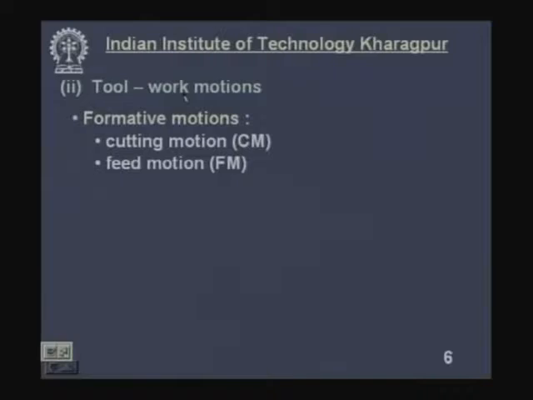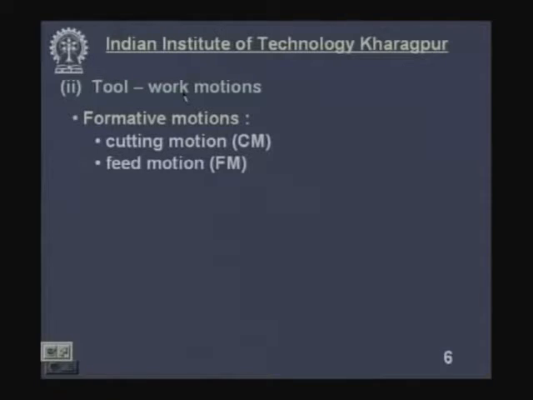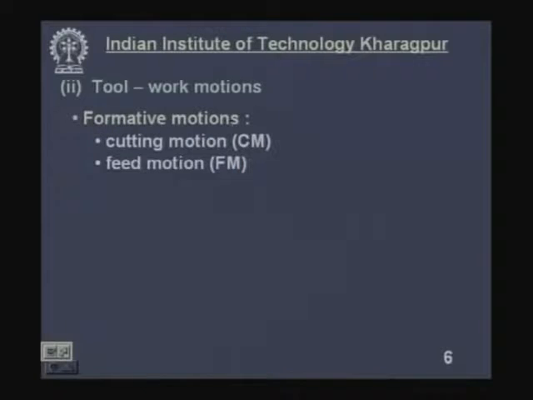Now, come to tool work motions. In machining work, the cutting tool and the workpiece will interact. There should always be a relative movement, and so both the tool and the work will be subject to relative motions. Now, there are two kinds of motions essential for machining purpose. These are formative motions: one is cutting motion, simply CM, the other one is feed motion. Now, I shall show you what.